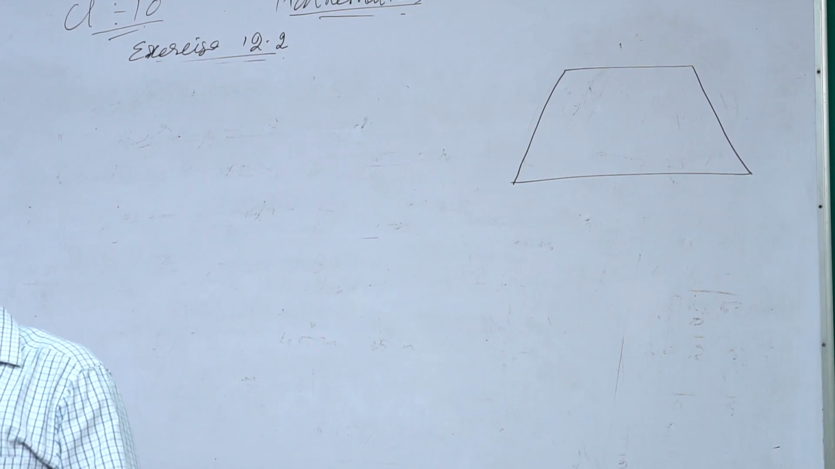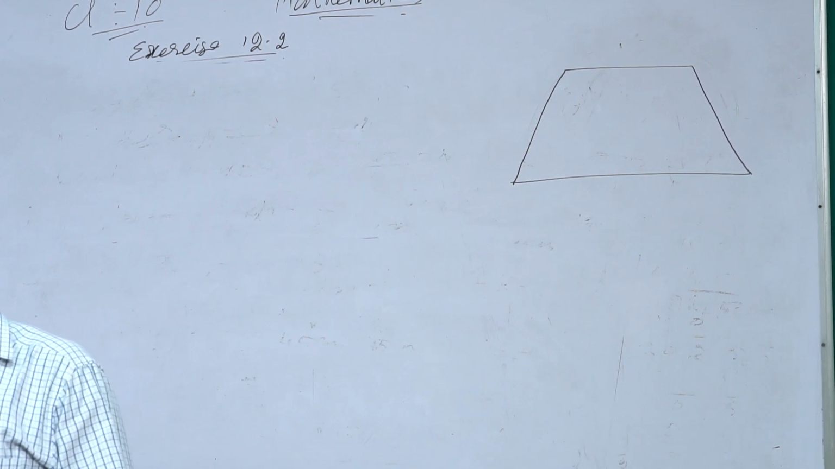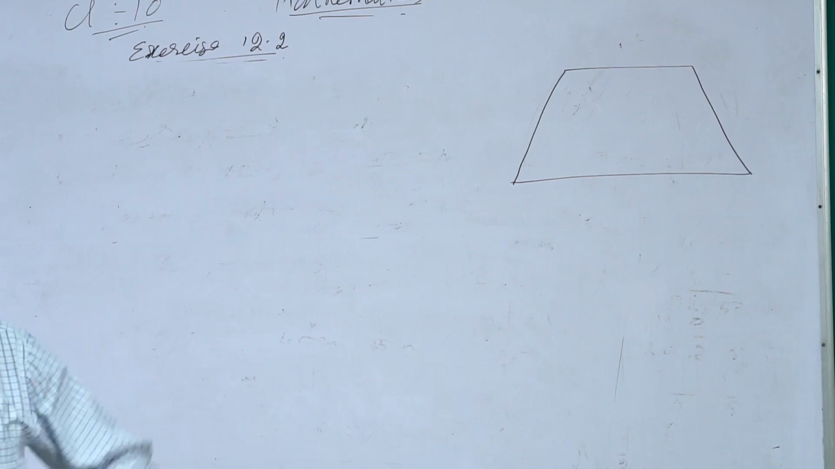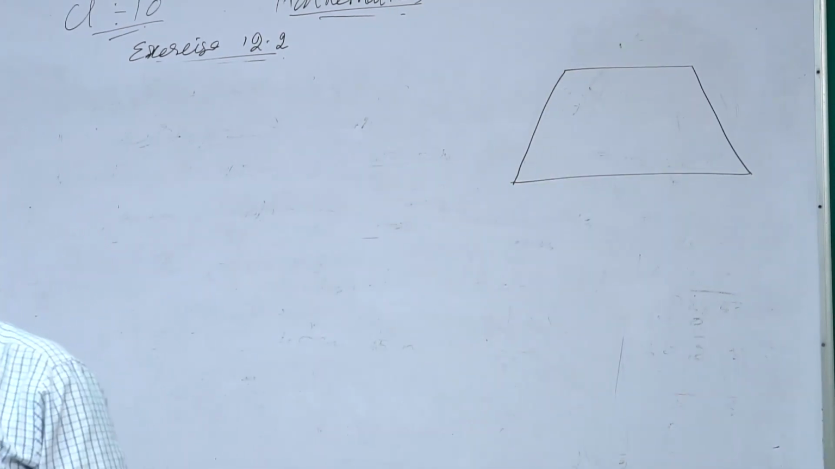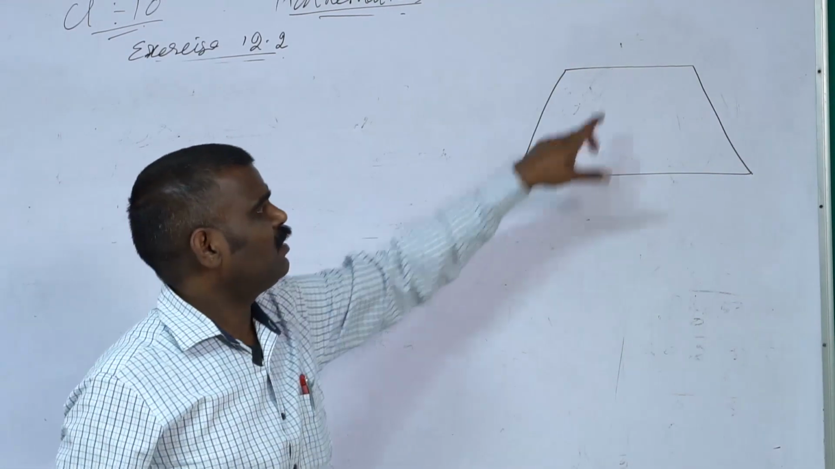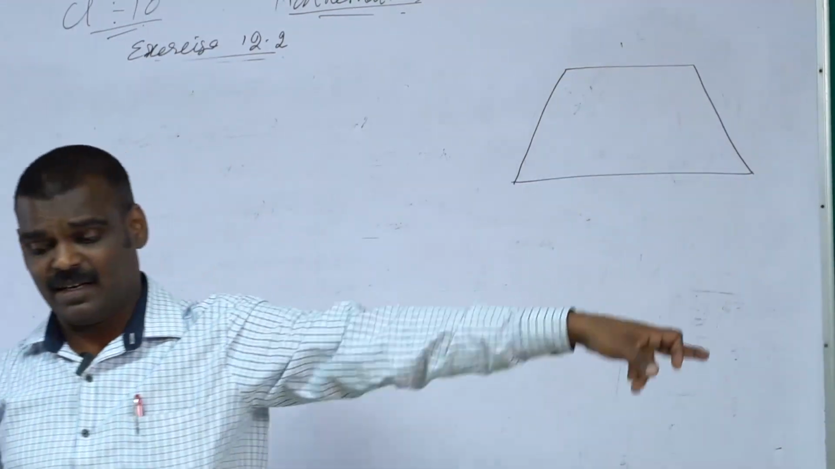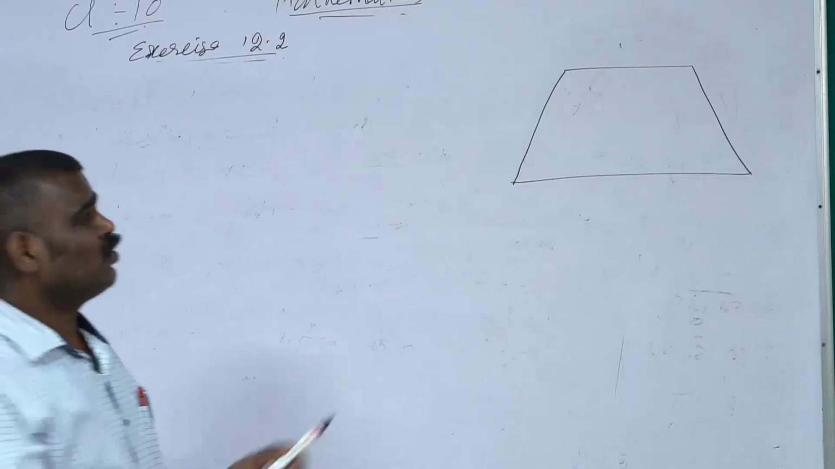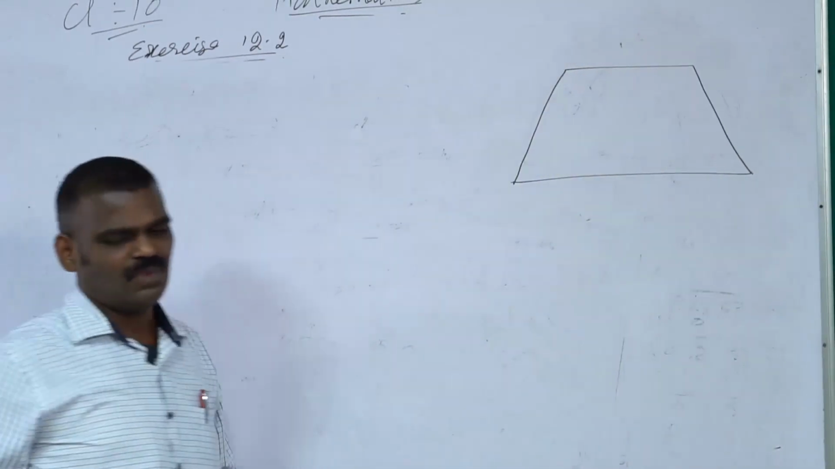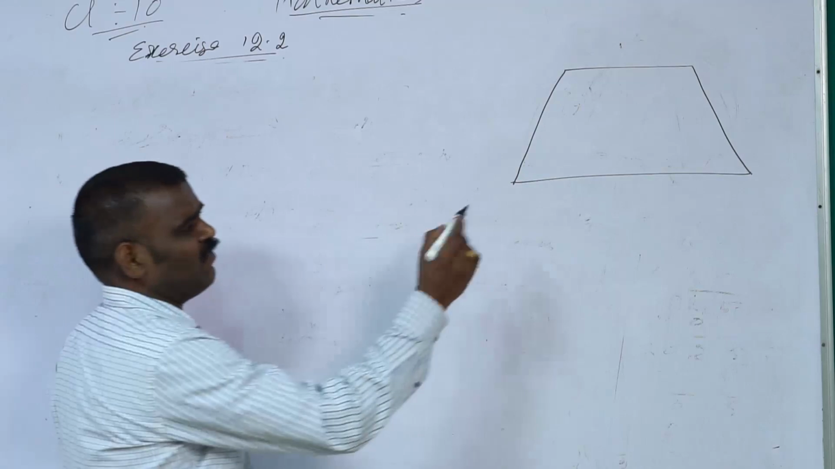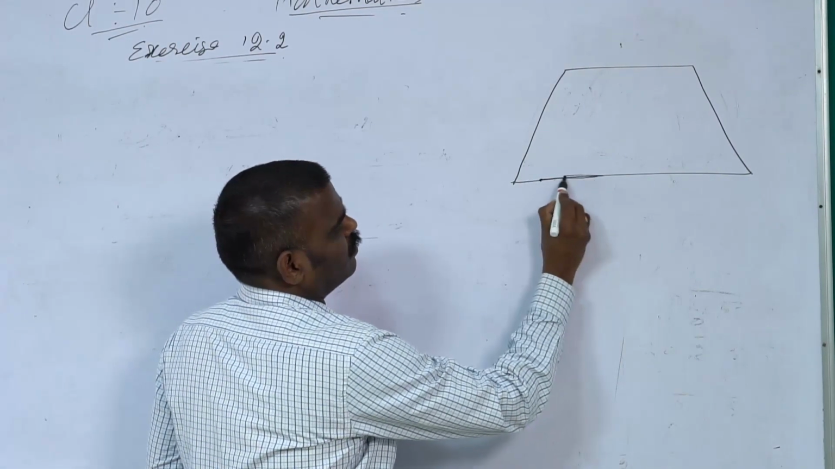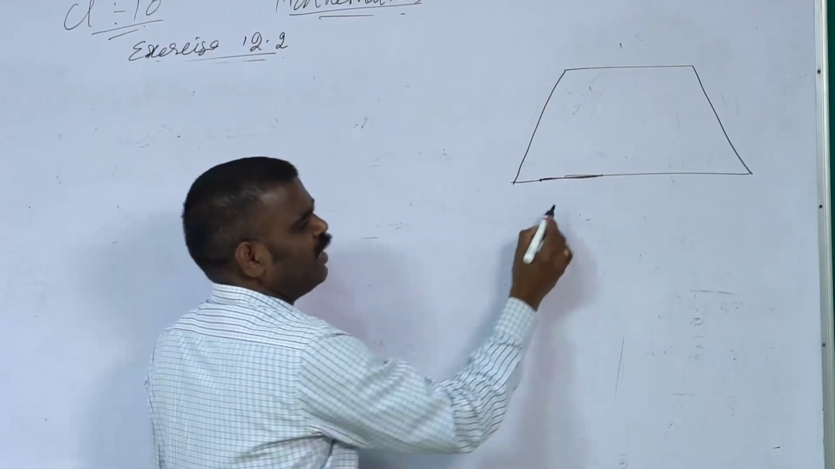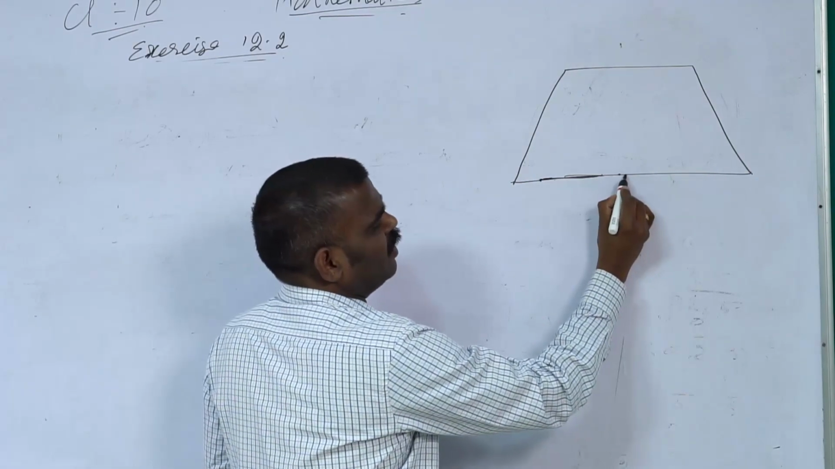In a trapezium, one pair of sides, only these two, are parallel to each other. Are they parallel to each other? Parallel, I already taught you. Okay? So, this is a trapezium. Now, there is a wiper here. One wiper here, another wiper here.